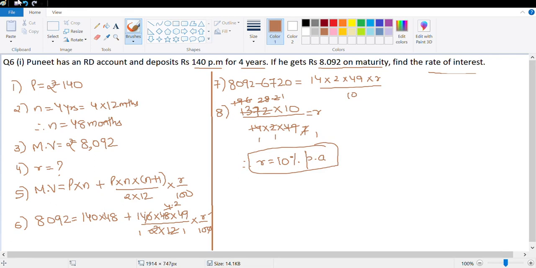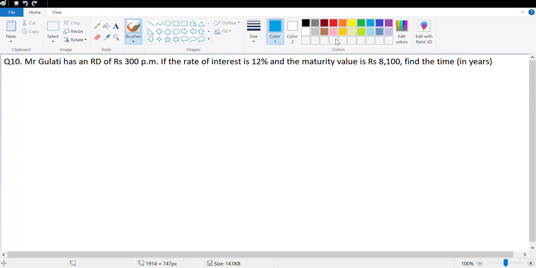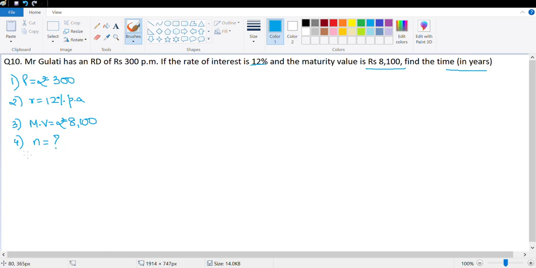That was the question. And that brings me to the last homework question that we had, which is question number 10. It says Mr. Gulati has an RD of rupees 300 per month. So principal is equal to rupees 300. If the rate of interest is 12%, R is equal to 12% per annum. Maturity value is 8,100. Find the time in years. So N is equal to question mark.